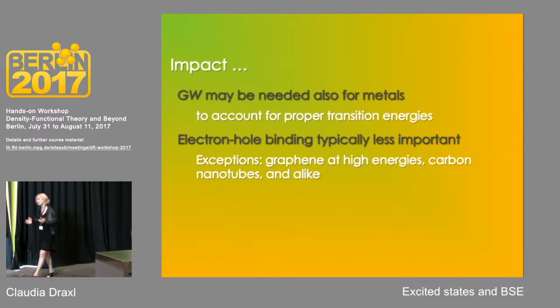Having said this, there are of course also exceptions. Exceptions are low-dimensional systems like graphene, for instance. At high energies, we also have very strongly bound excitons. Also carbon nanotubes, even the metallic ones, are very well known for having strong excitonic effects.